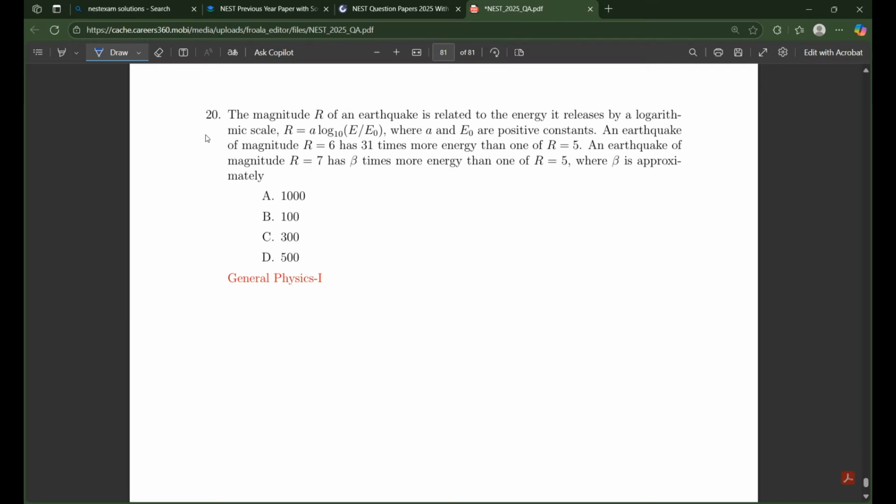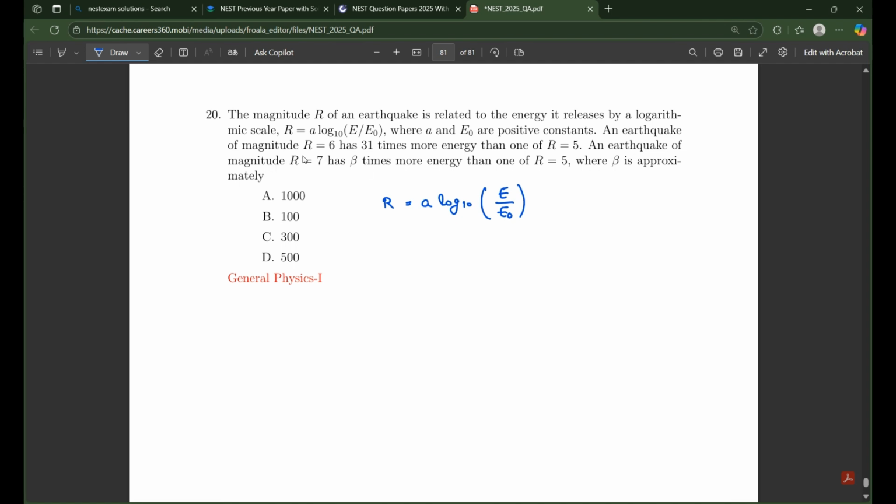In this video, we are going to solve question number 20 of NEST 2025, the recent exam. The question says the magnitude R, which represents the magnitude of an earthquake, is related to the energy it releases by a logarithmic scale, and R is equal to A log 10 E by E naught. Here, A and E naught are positive constants.